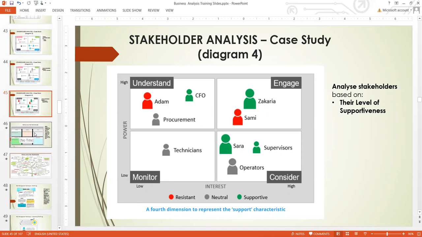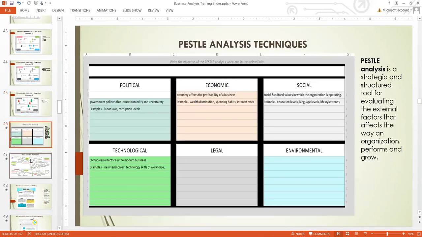So the next thing here, which we are going to do before we finish this night, is PESTEL analysis. We understand the stakeholders based on their political, economic, social, technological, legal, and environmental involvement or awareness. And that's what we call PESTEL analysis. To digest this very well, let's go to this PESTEL analysis tree to look at it very well.